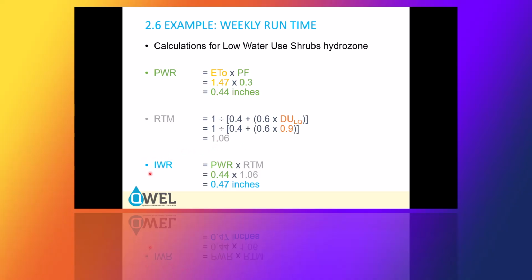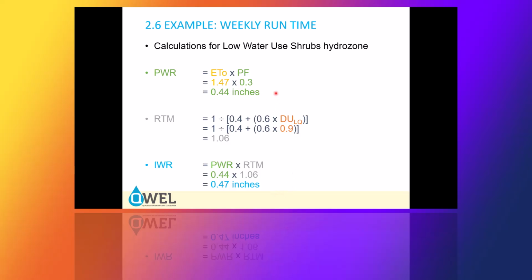And then our irrigation water requirement is taking our plant water requirement and adjusting for the irrigation efficiencies using the runtime multiplier. So our plant water requirement is 0.44. We multiply that by the runtime multiplier, and that gives us 0.47 inches of water that should be applied.